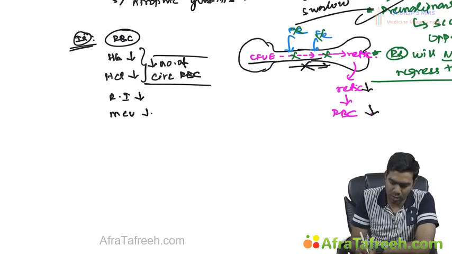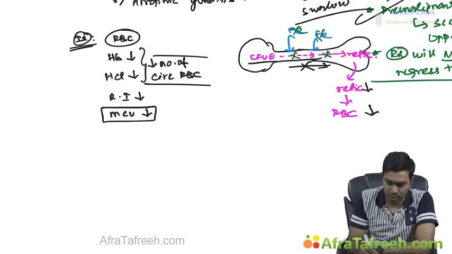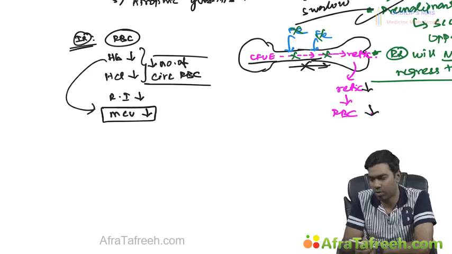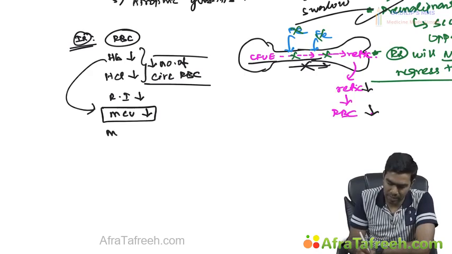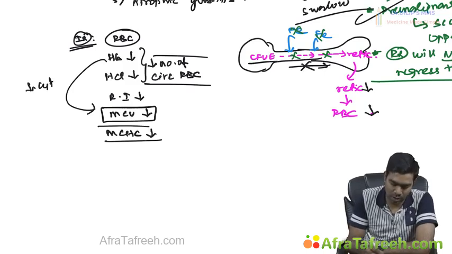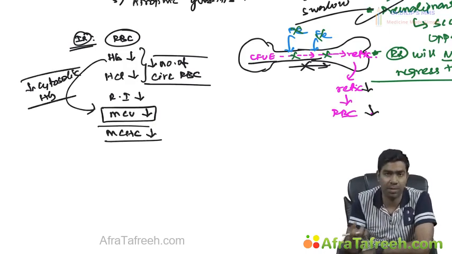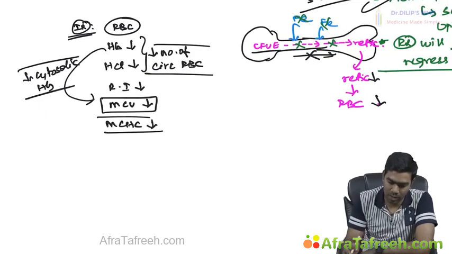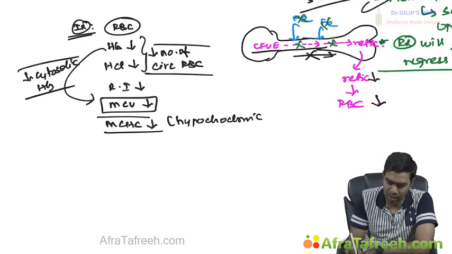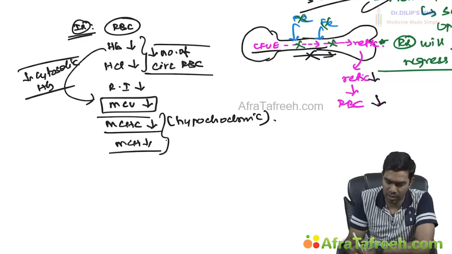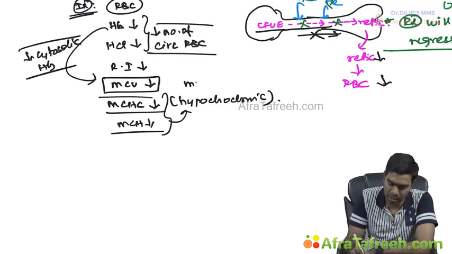And MCV will be low because of low hemoglobin. Because the low hemoglobin in the cytosol itself causes low MCV, isn't it? Then MCHC may be decreased due to low cytosolic hemoglobin, because the amount of hemoglobin inside an RBC is reducing. That's why the RBC becomes smaller in size, microcytic and hypochromic. So MCV reduced, MCHC will be reduced, which means it's a hypochromic anemia, and MCH also will be reduced. That's what we call hypochromic anemia. So RBCs are typically microcytic and hypochromic.